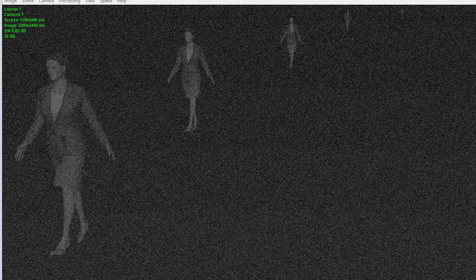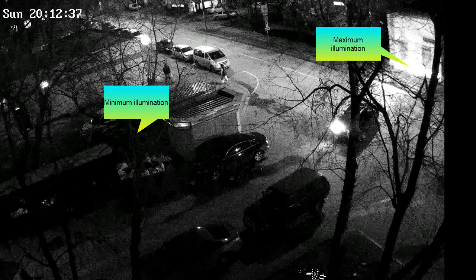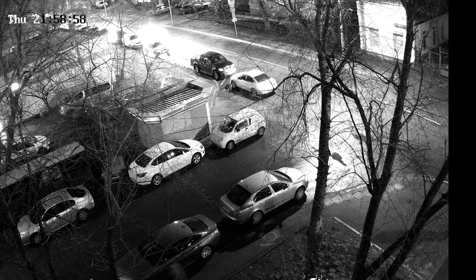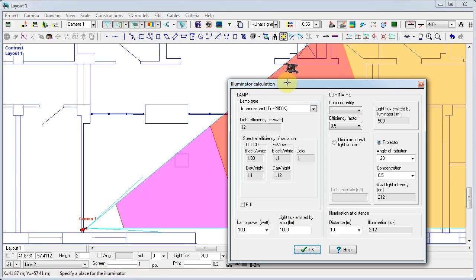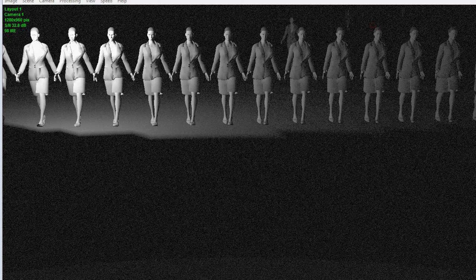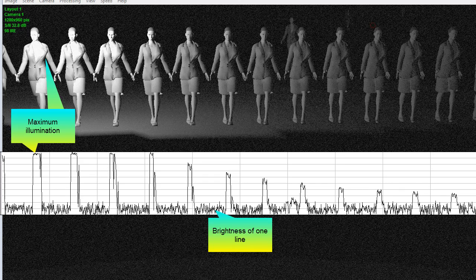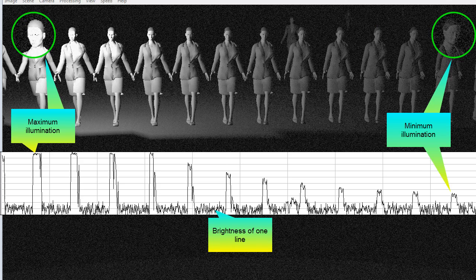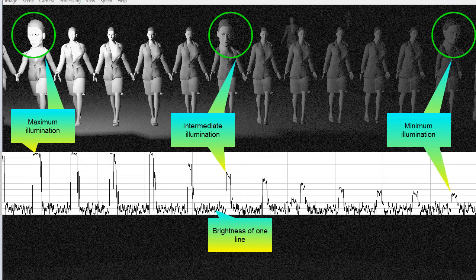With lack of illumination, the contrast of an entire image decreases sharply. With uneven illumination of the scene, the contrast is also distributed unevenly. We place an illuminator on the scene to create uneven illumination. Closest to the illuminator, maximum illuminated areas have too high brightness and clipped contrast. Minimum illuminated areas have low brightness and insufficient contrast. Areas with intermediate illumination have optimum contrast.